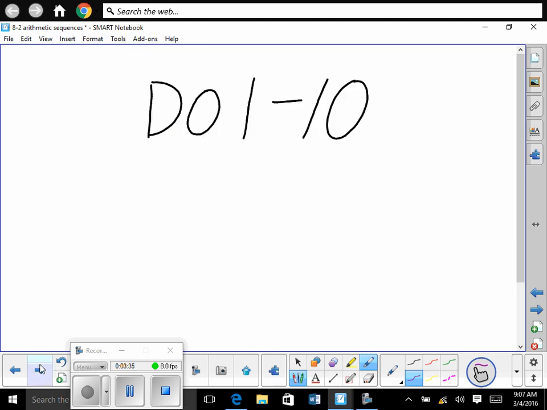So do 1 through 10. Make sure you read the directions. It says determine whether each sequence is arithmetic. If so, identify the common difference.